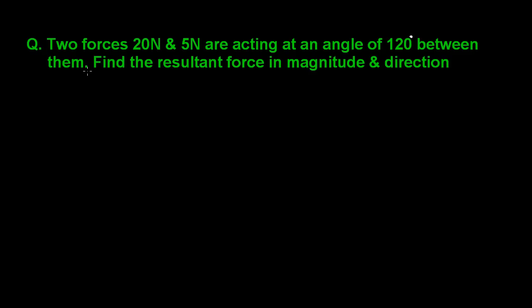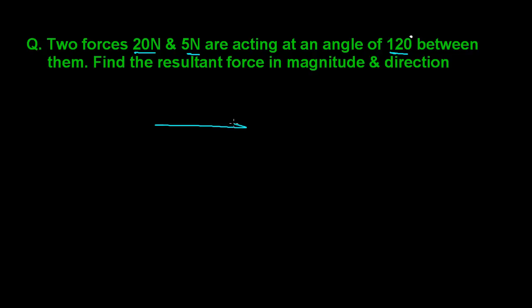We learned a lot about the addition of two vectors, and now let's learn a practical question based on that. The question is saying two forces, 20 Newton and 5 Newton, are acting at an angle of 120 degrees between them. Find the resultant force in magnitude and direction. So the question is saying we have two forces.